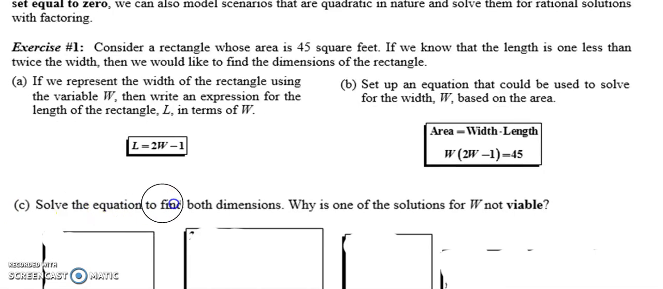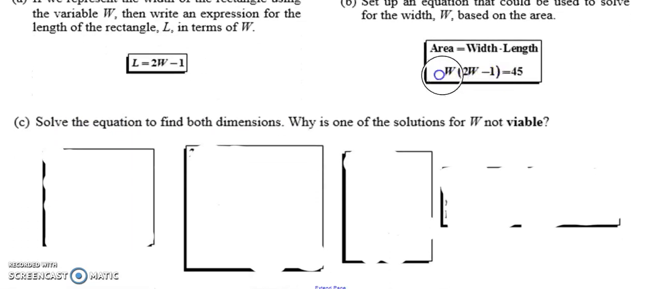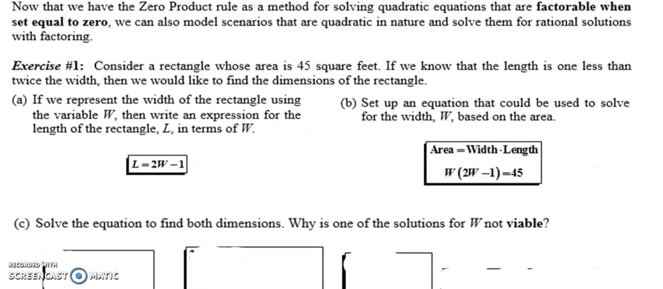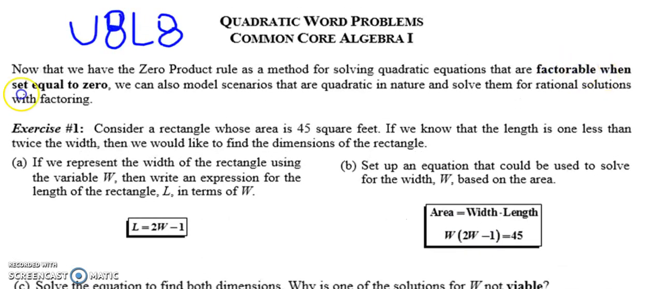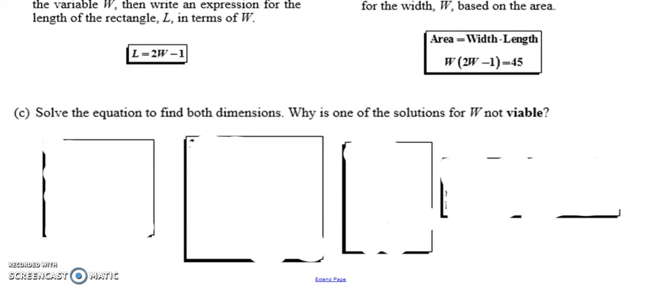So now solve the equation to find both dimensions. Why is one of the solutions not viable? So I'll help you out first of all. You should be able to recognize that this is actually going to be a quadratic because you could take this w and distribute it. And then from there, remember what we have to do to solve equations. They have to be factorable when set equal to 0. So go ahead and see if you can come up with the solutions for part C on your own.